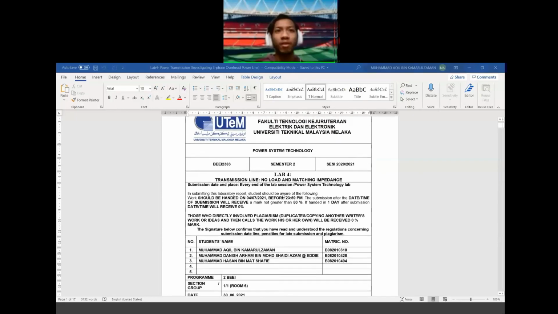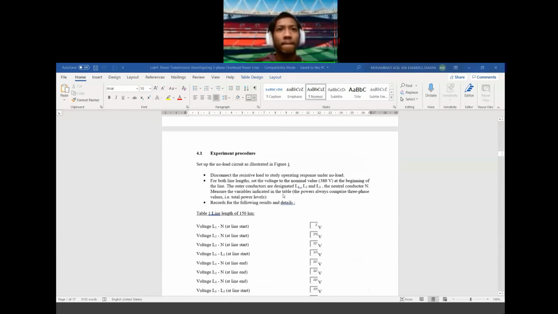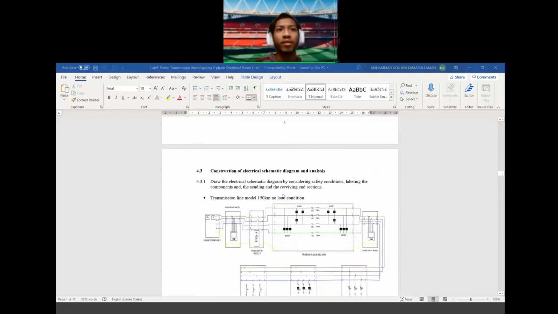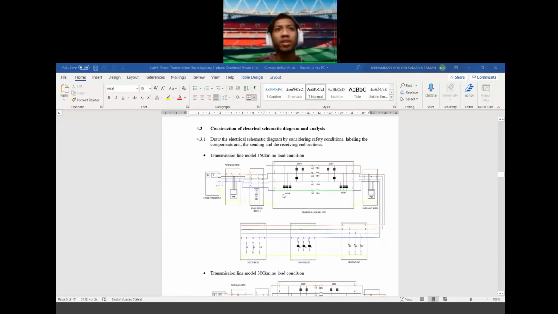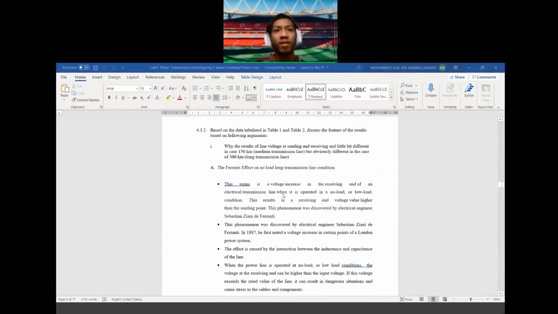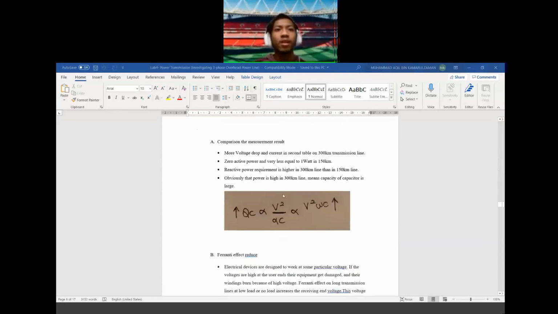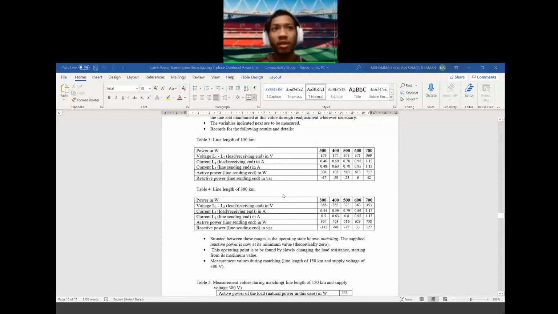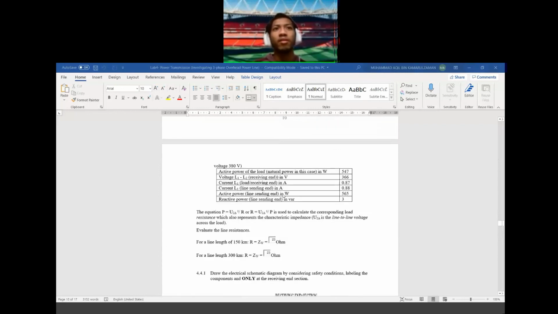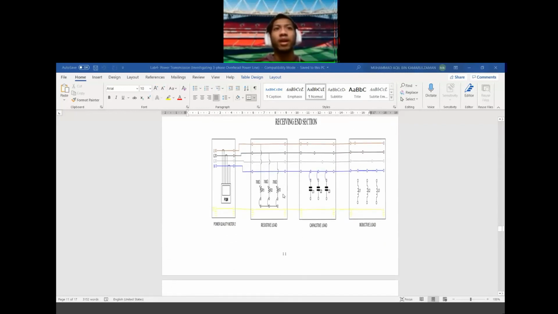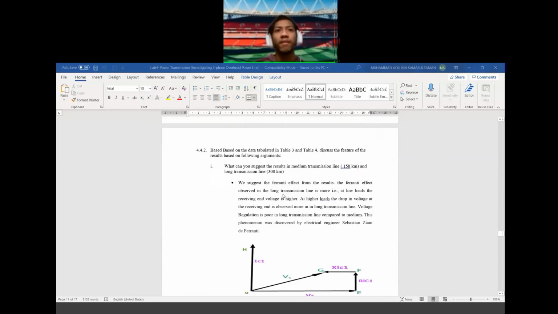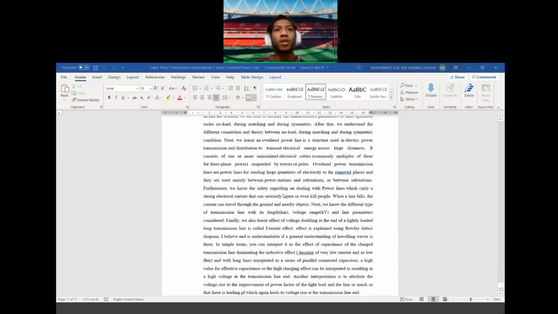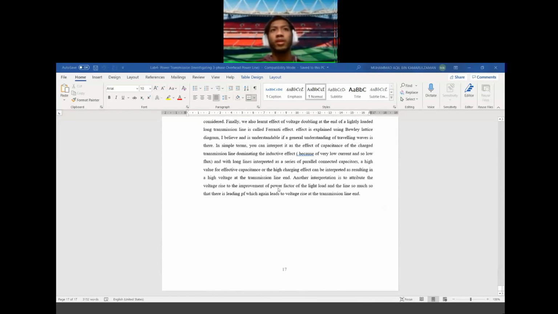Yeah, this is our report. Our result that we get for table 1, table 2, and the calculation, our circuit, schematic diagram, and formula. Okay, this is the result that we get for table 3 and table 4. Okay, this is the result for table 5 that we measured. And our receiving section, our questions that we answered. And this is our conclusion that we get from our session.